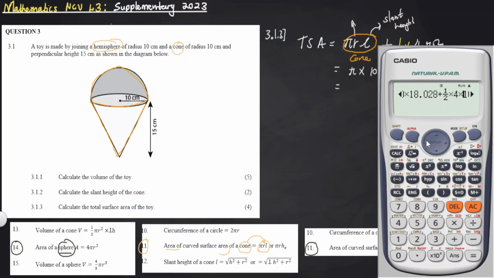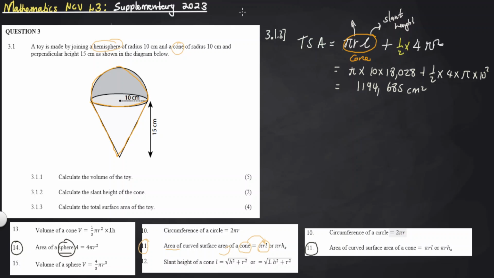I'm missing a pi, equal to, so the answer is going to be 1194.685 centimeter squared. Let me remove the calculator here. So this is the total surface area.